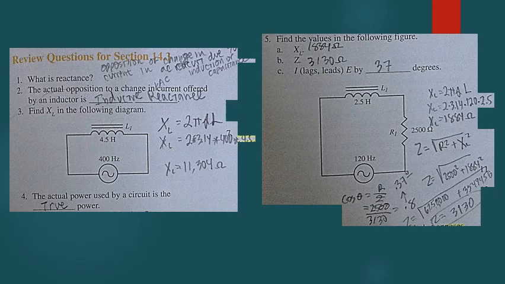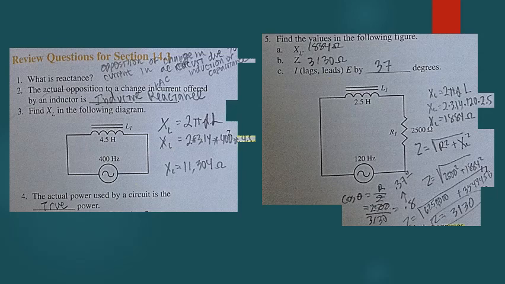Jumping on to review questions for section 14.3. What is reactance? And the answer is that the reactance is the opposition to change in current due to induction or capacitance. In this chapter we study reactance due to induction. Number 2, the actual opposition to change in current offered by an inductor is called inductive reactance.